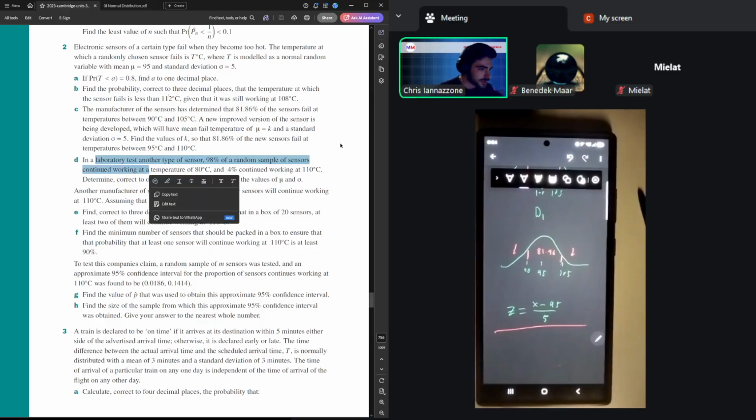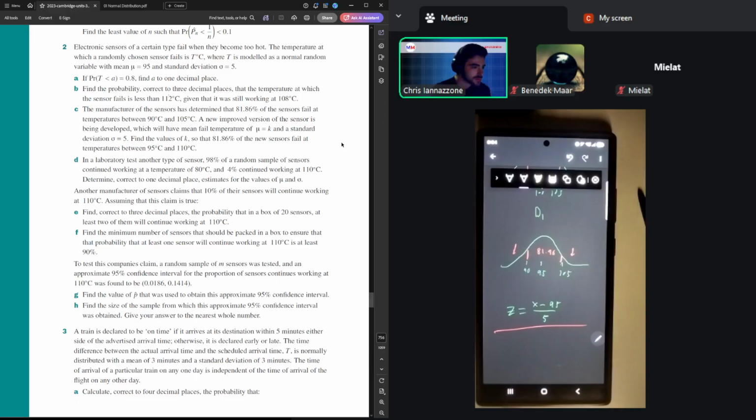Okay, we did C, on to D. Laboratory test, another sensor. 98% of a random sample of sensors continued working at a temperature of 80 degrees and 4% continued working at 110 degrees. Determine the estimates for the values of the mean and the standard deviation.